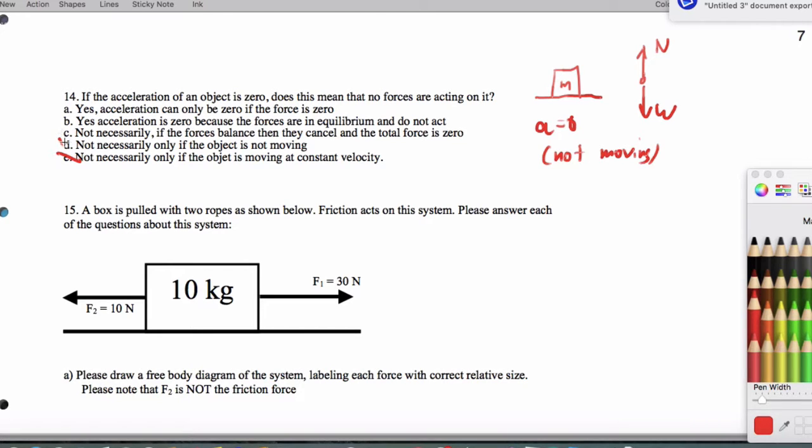So let's see. So both D and E work, but maybe we can get something that captures both. So not say the forces balance. The forces balance and they cancel, and then the total force is 0 is really the best answer.